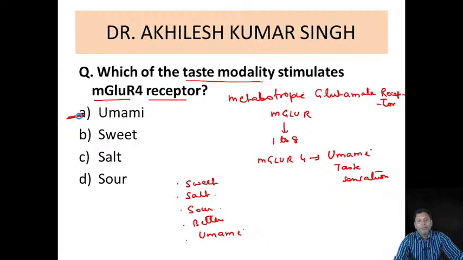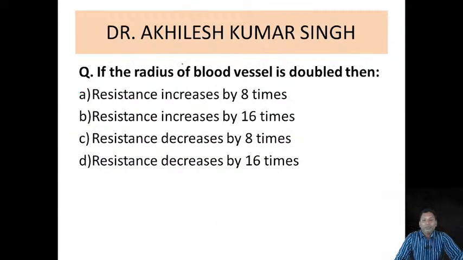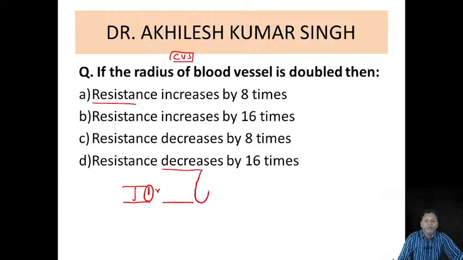Now come to the next question here. This question is from the cardiovascular system. In this question, if the radius of the blood vessel is doubled, what will happen to the resistance? Suppose this is one blood vessel and this is another blood vessel whose radius is doubled. The radius here is R, and its radius will be 2R.